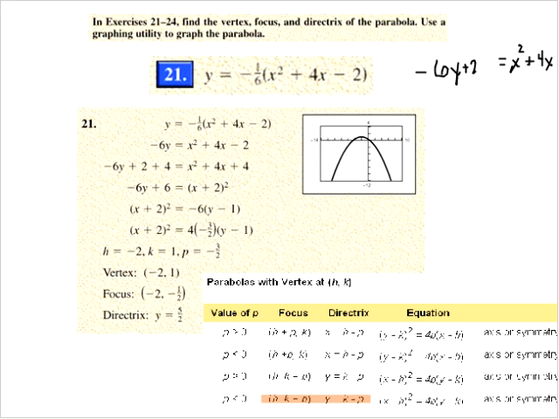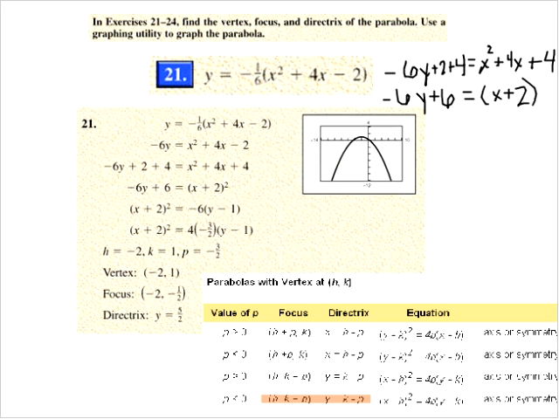I'm going to just move this real quick. Okay. And we square it. 2 squared is 4. So if I'm adding 4 on one side, I have to add 4 on the other. So that leaves a -6y plus 6 equals x plus 2 squared. And I'm going to factor out a -6 here because I want y to be positive if it can be.